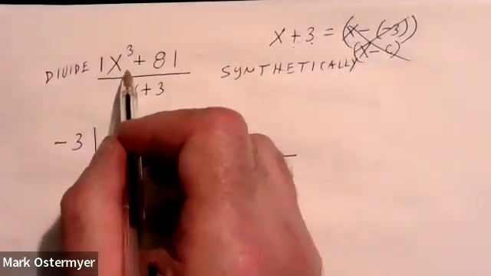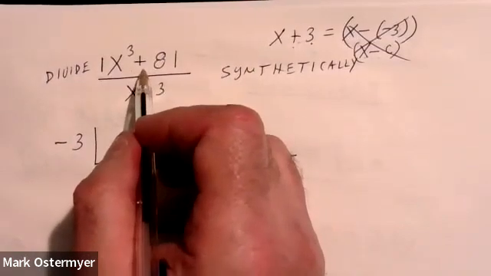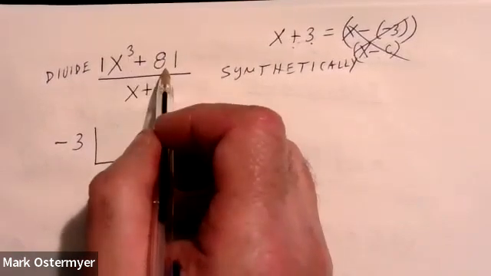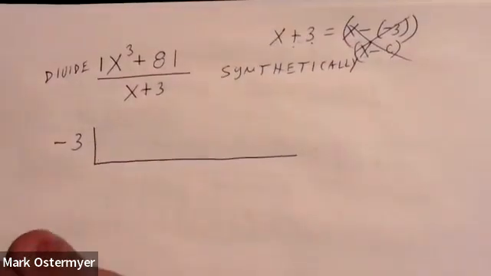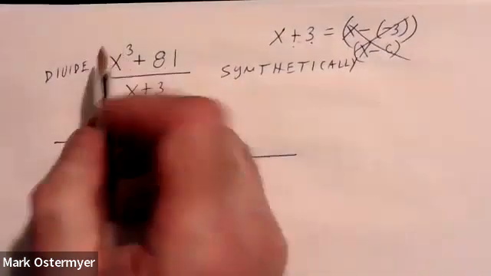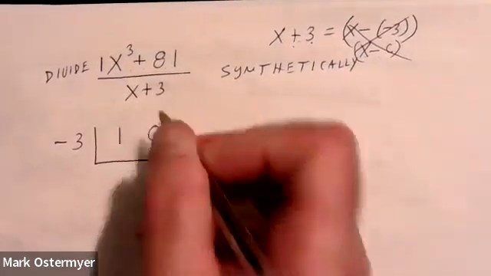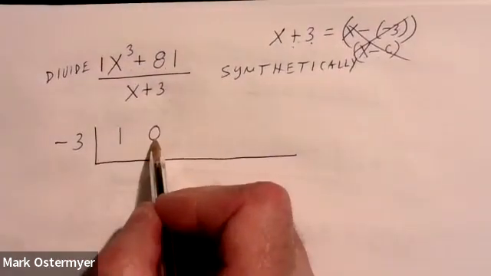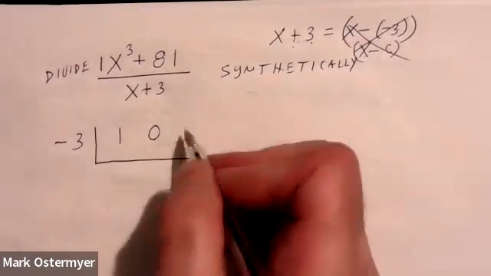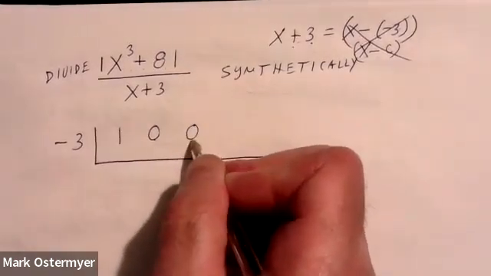Now, here we go. What are the coefficients of my dividend? Notice I'm missing some powers of x in here. I'm missing a 2nd degree term and a 1st degree term as I go from a 3rd degree term down to a 0 degree term. We have to put some placeholders in here. And here's how we do it. My leading coefficient is 1. This is the 0 for the term 0x squared, placeholder. Then we have to have another 0 placeholder for my 0x term, my 1st degree term missing in here.